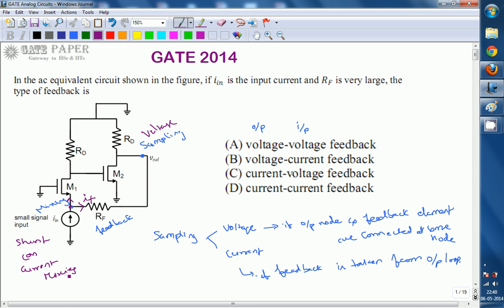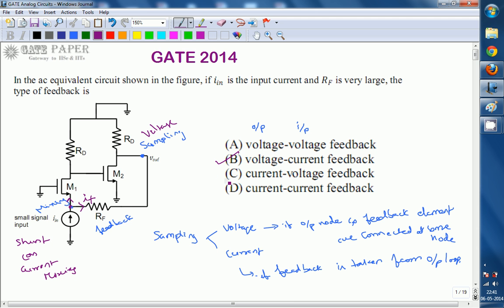If the input signal is voltage, the mixing is either series or voltage mixing, because currents divide only in shunt and voltages are subtracted only in series. In parallel, voltages are the same. If the input signal is current, directly you can say it is shunt or current mixing. If the input signal is voltage, we can directly specify series or voltage mixing. In this case the input signal is current, so it is shunt or current mixing. Sampling gives the output side and mixing gives the input side, so voltage current is the right option.